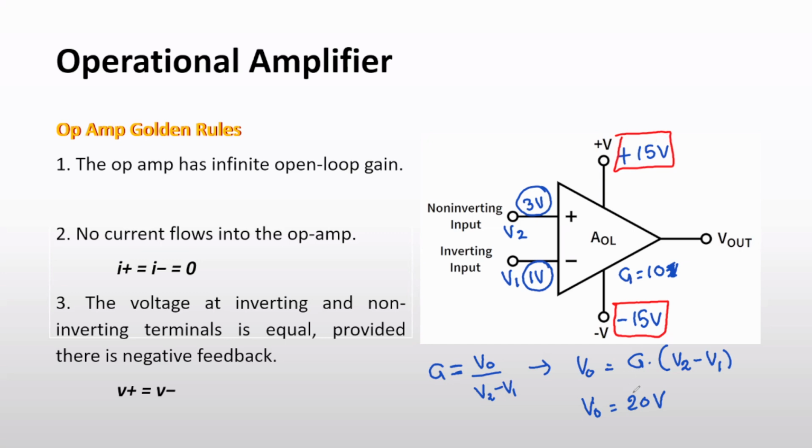So no matter this value can be a large value, the final output value could not exceed this value. So in this case, if we are applying this plus 15 and minus 15 volt as the supply voltage, the V out should be plus 15 volts. Got it?